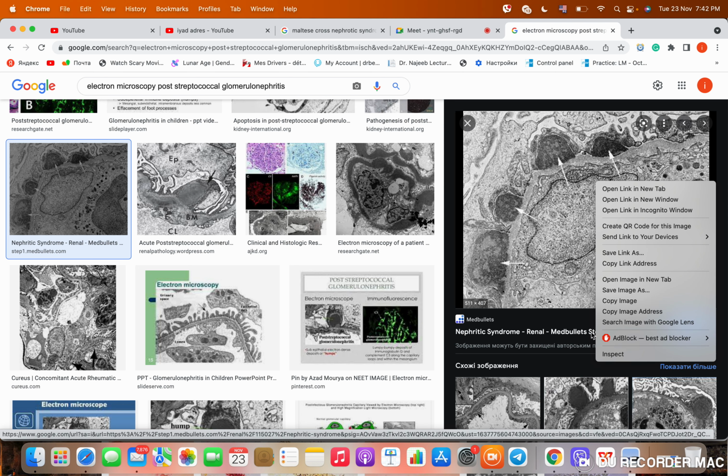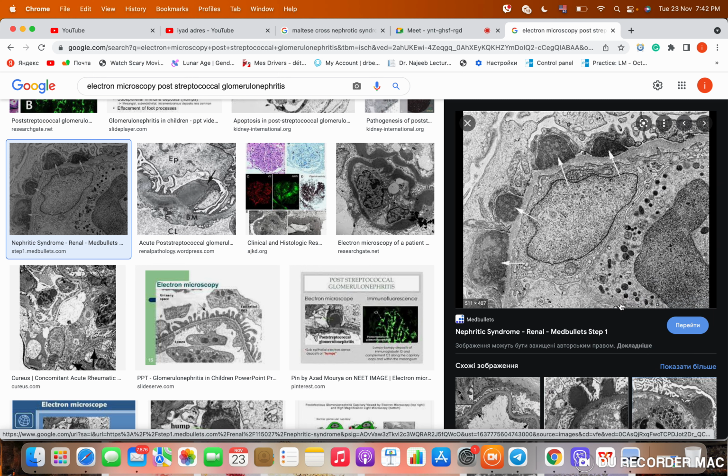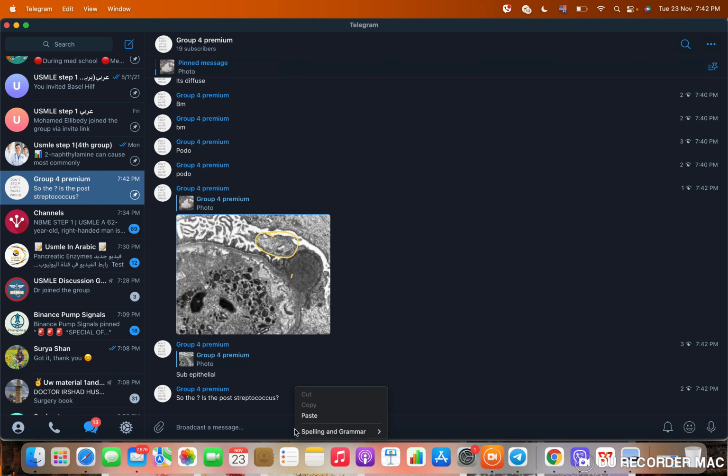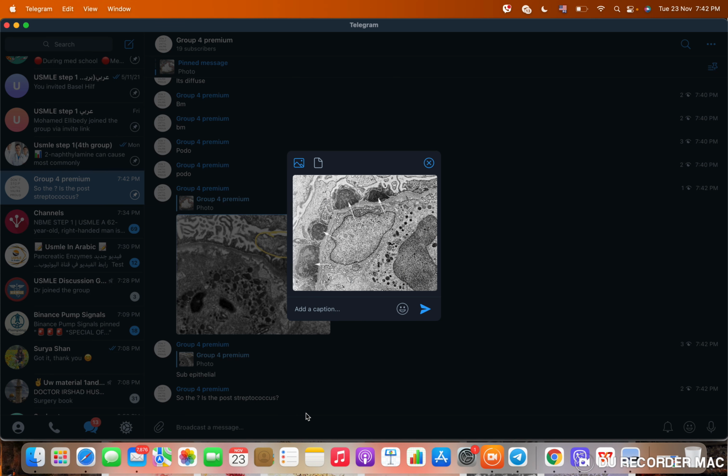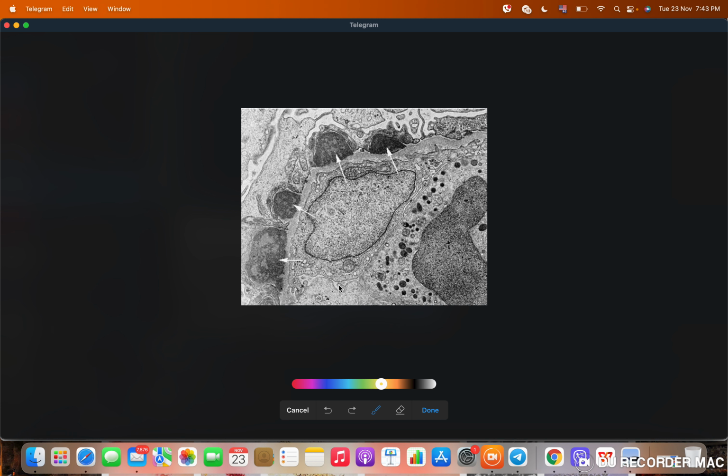Let's do one more just to be comfortable with it. Yes, this one is post-streptococcal glomerulonephritis. Okay, one more time. First step to look at electron microscopy, what do you check? Basement membrane, let's do it. Here is the basement membrane. Our next step is to look for either the podocytes or the endothelial cells.